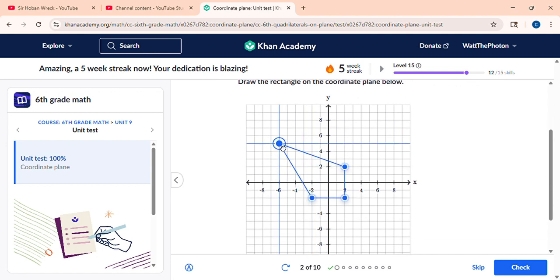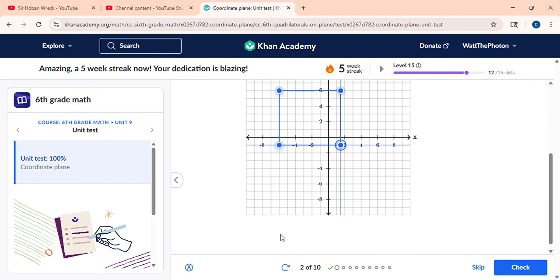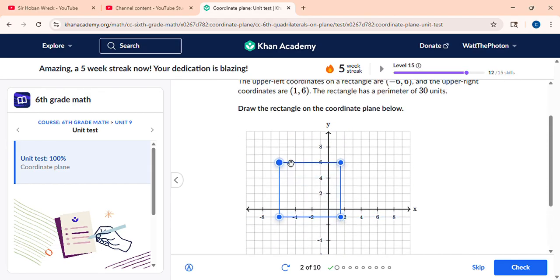6, 1, 6. So that has to be a 3, 5, negative 6, positive 6, 1, 6.